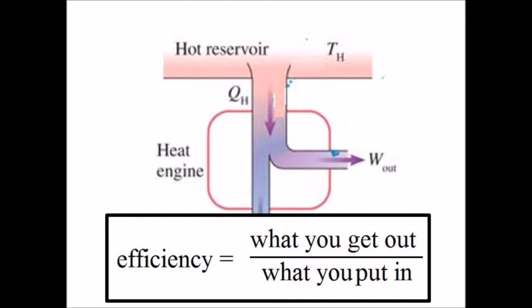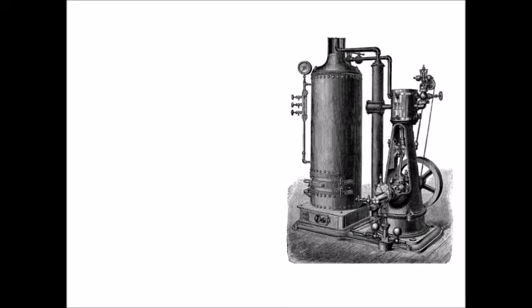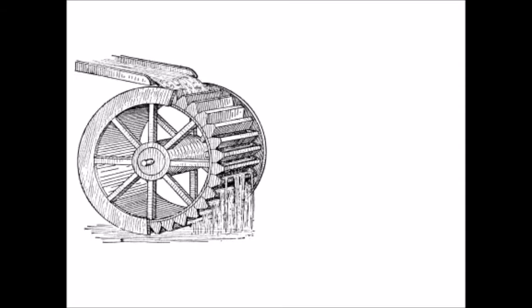There's always going to be less than 100% efficiency. There's always going to be some exhausted heat. That's what we're talking about. Some exhausted heat from the diesel engine, some wasted heat from the steam pump, some friction in the water wheel. So that's where we're going.